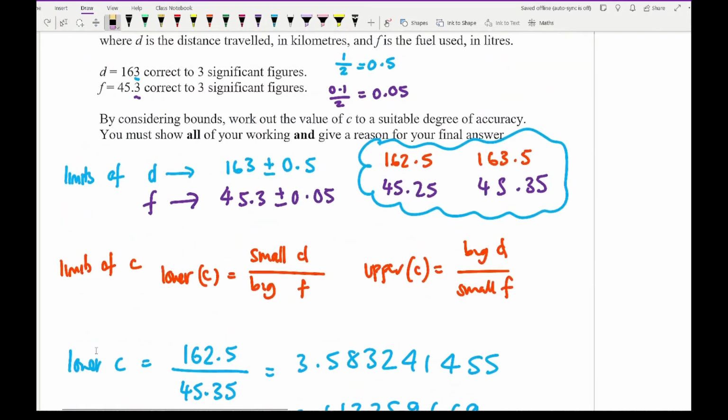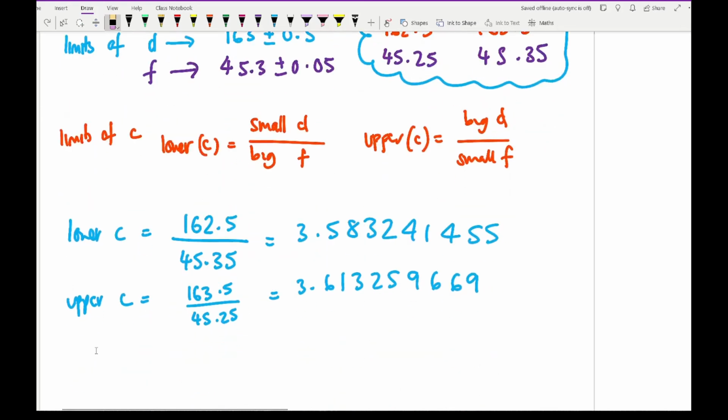Now the question has asked me not to give the upper or lower bounds, or one or the other. It's actually asked me to work out the answer to a suitable degree of accuracy. With these two numbers, what I then need to do is see to how many decimal places the answer will actually change. So to 0 decimal places, both answers would give me 4. But again, that's not very accurate in terms of these decimal numbers. So let's have a look at 1 decimal place.